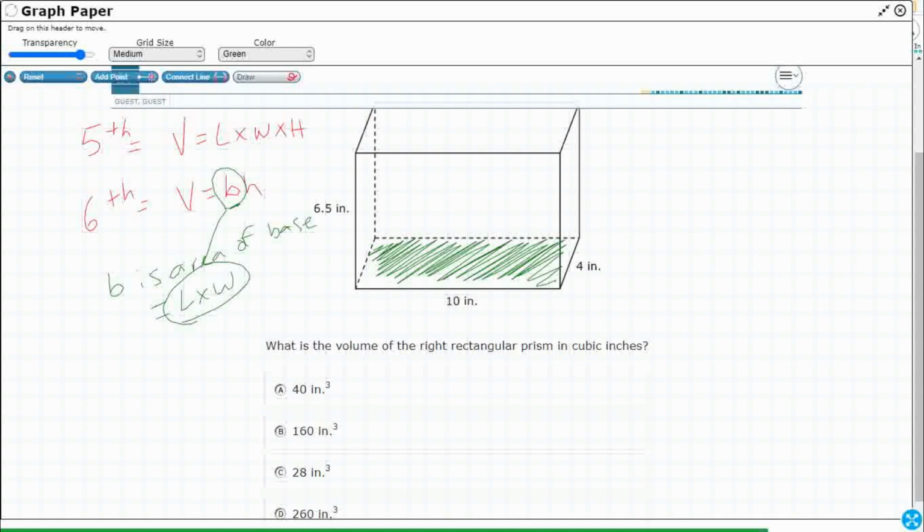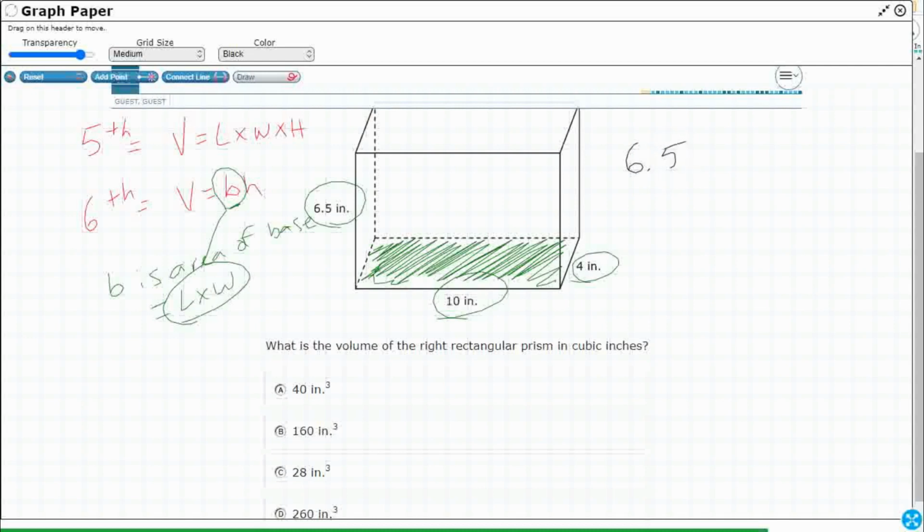That B includes length times width, and that's going to be helpful because as you get older, you're going to start working with the volume of cylinders, and it's going to be the same equation, base times height, because the cylinder has a base of a circle rather than a rectangle, and it's a different area. So we've got 6.5 times 4 times 10. That's it. That's what we're dealing with here.